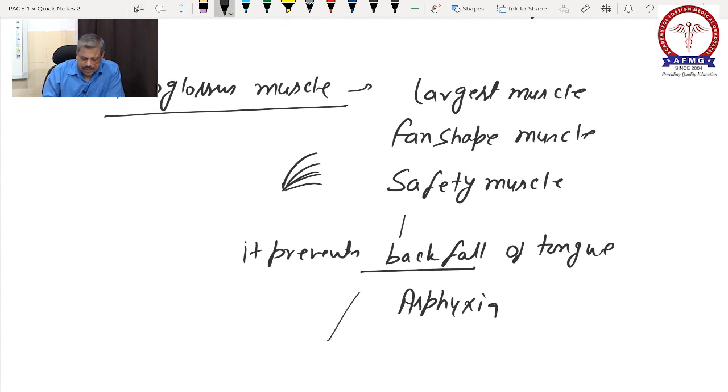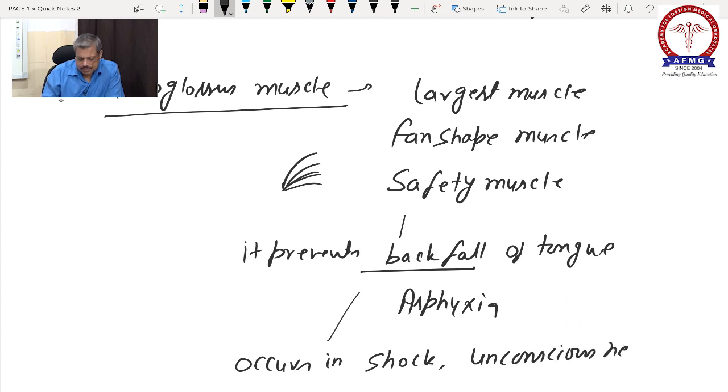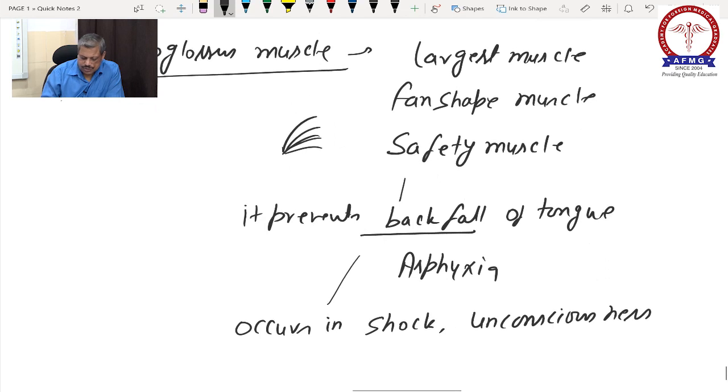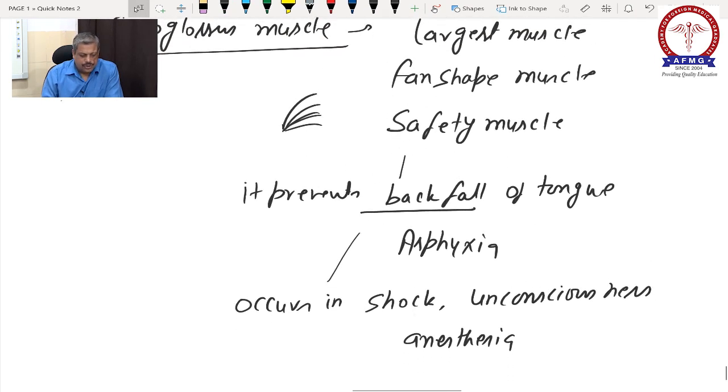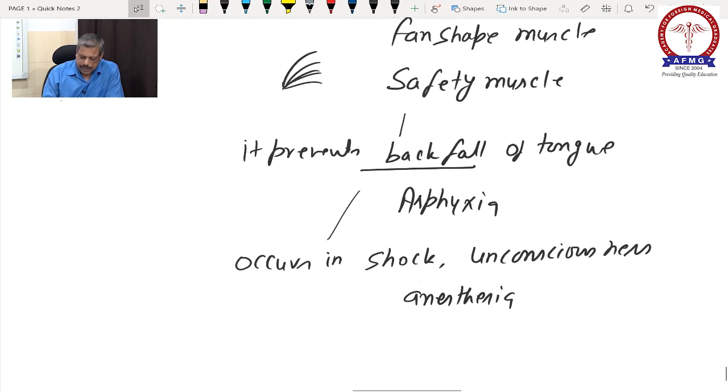And this backfall, it occurs in shock, unconsciousness, or during anesthesia. In these conditions, this muscle relaxes. So, clear? So, that is why it is a very important muscle. Its function, I told you, origin and function. Genioglossus, it causes protrusion of the tongue. Clear?